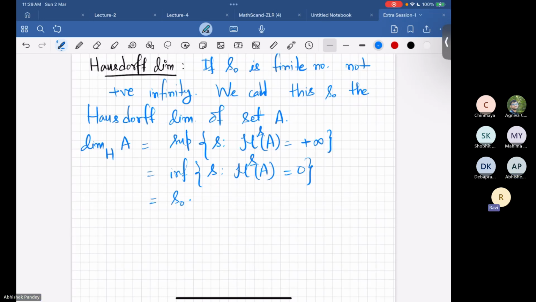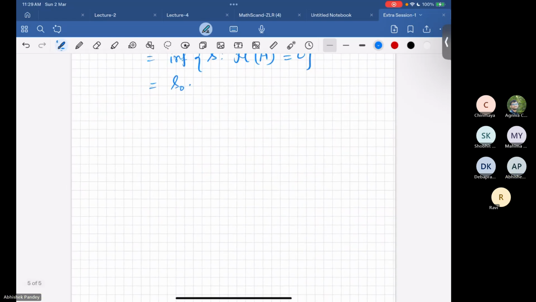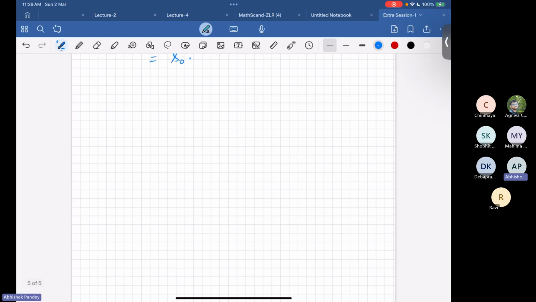Is there an example where S naught is infinite? Yeah, I will talk about all those things. At first place we have some observations. Just wait a minute.